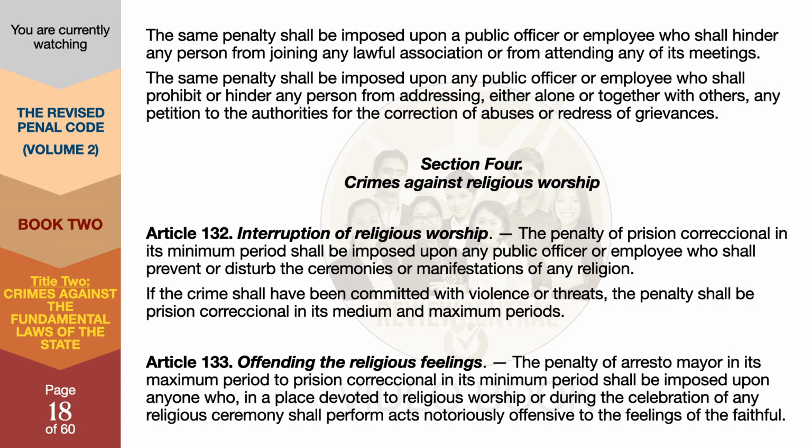Article 132. Interruption of religious worship. The penalty of prisión correccional in its minimum period shall be imposed upon any public officer or employee who shall prevent or disturb the ceremonies or manifestations of any religion. If the crime shall have been committed with violence or threats, the penalty shall be prisión correccional in its medium and maximum periods. Article 133.